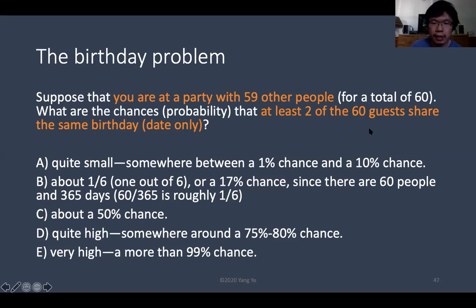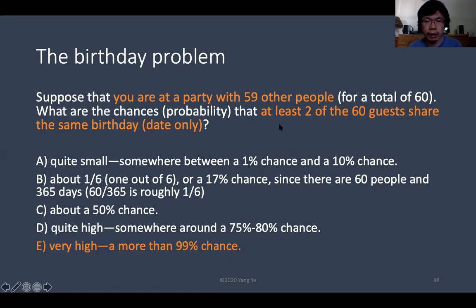So this is just a classic example of how problems about probability can sometimes be counterintuitive. Probability is usually an intuitive thing, but when it's phrased in a certain way, problems about probability can be quite tricky. In this case, the right answer is actually E. There's a more than 99% chance that among 60 people, at least two of the 60 guests share the same birthday. And this can be determined in two different ways, right?